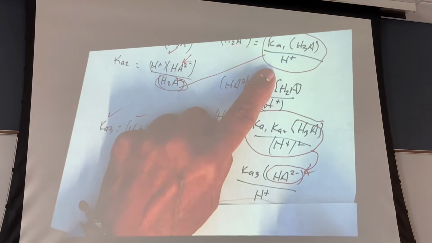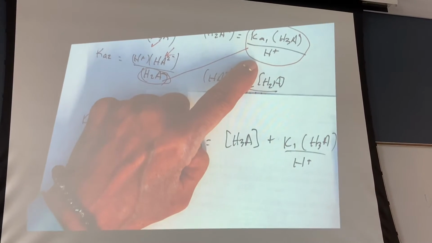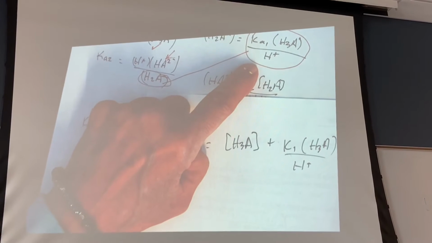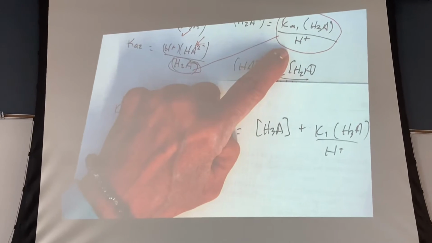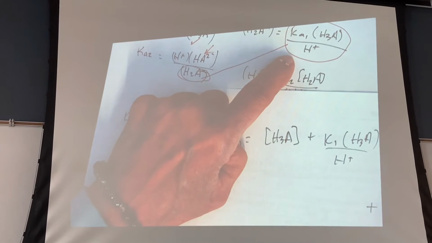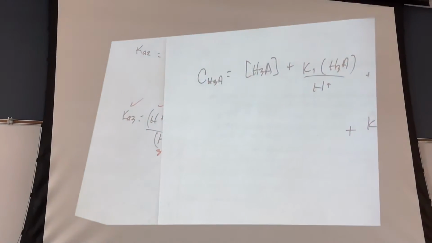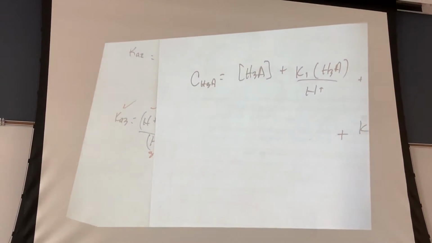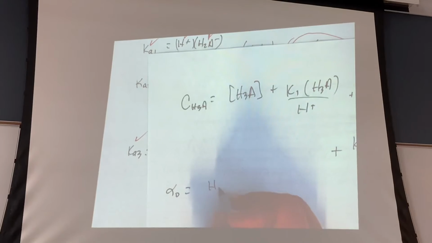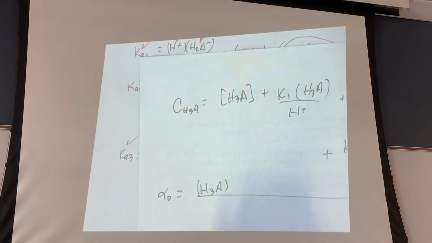K1 H3A over H plus plus K1 K2 H3A over H plus quantity squared plus K1, K2, K3, H3A over H plus cubed. For simplicity, I'm just going to start writing H instead of H plus, and I'm going to leave out the brackets. So now when I find alpha 0 is going to be H3A over this total, this denominator here. And look what happens.